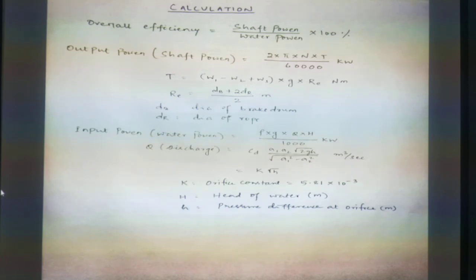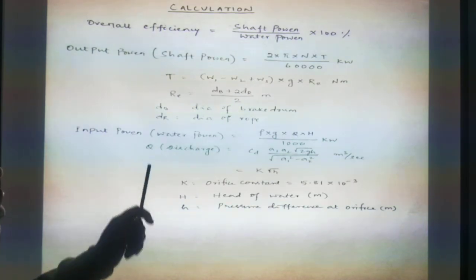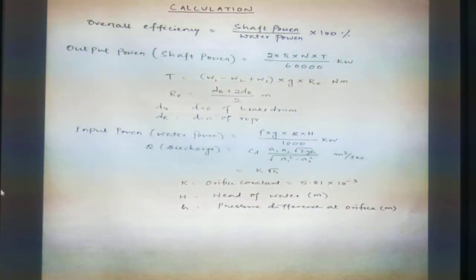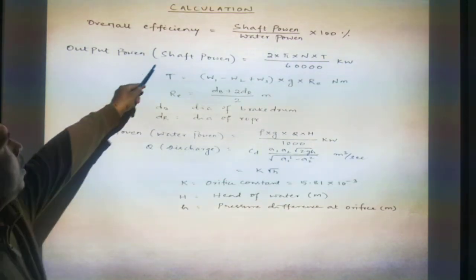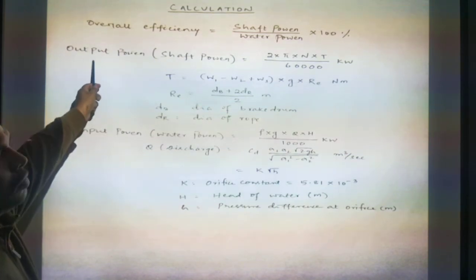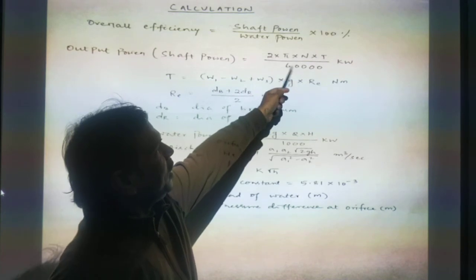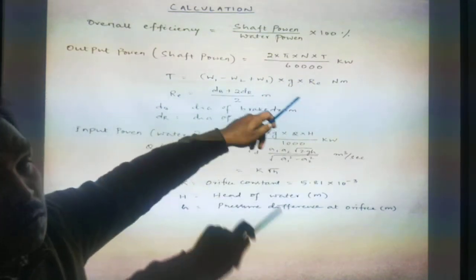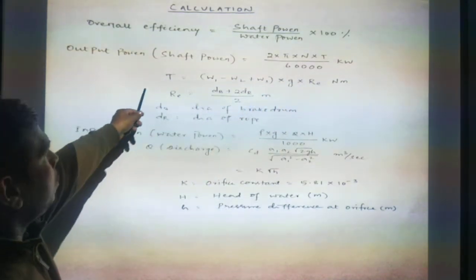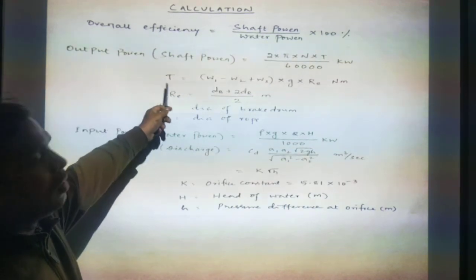And this is the calculation part to find out the overall efficiency of the Francis turbine. This is the ratio of shaft power to the water power, in terms of percentage. The shaft power is your output power. To find out the output power, we have this formula: 2 pi N T divided by 60,000, in terms of kilowatt. So T equal to torque, the total torque applied.